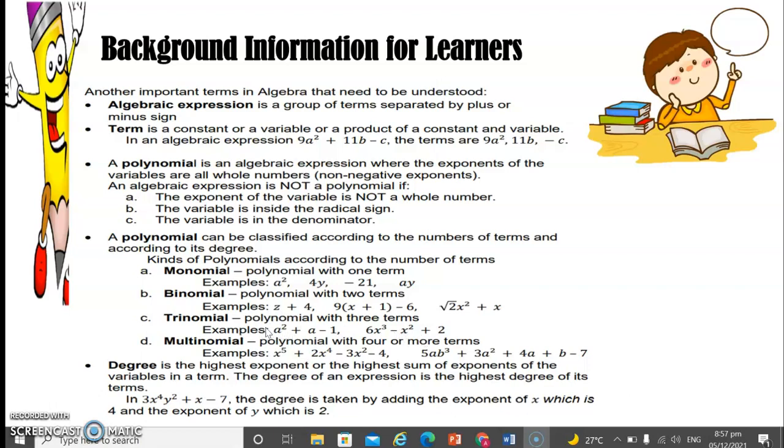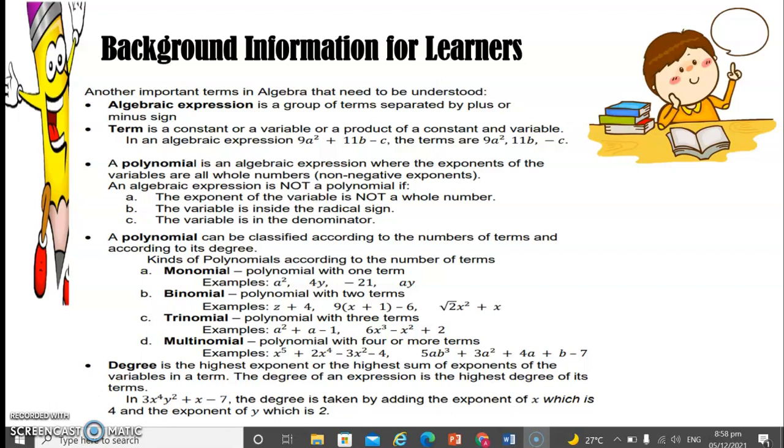So, here, a squared, a, and 1. 3 terms separated by plus and minus sign. Okay? So, next, letter D, multinomial. So, this multinomial means polynomial with 4 or more terms. Multinomial is the name if the polynomial has 4 or more than 4 terms.